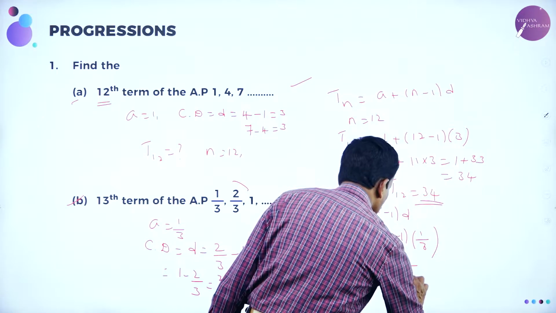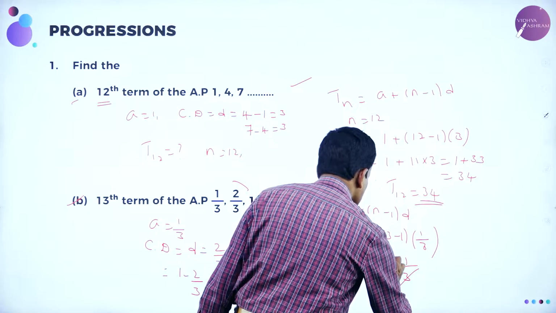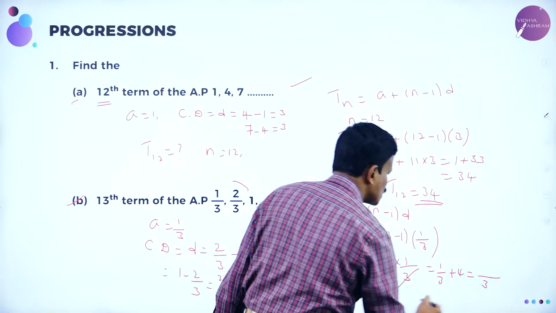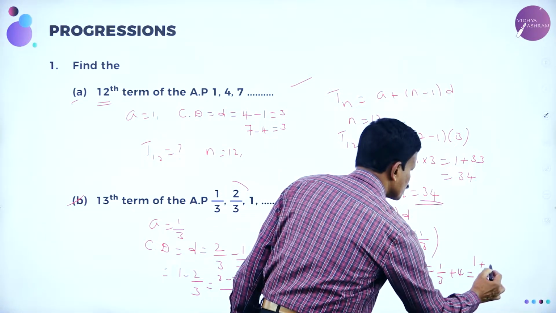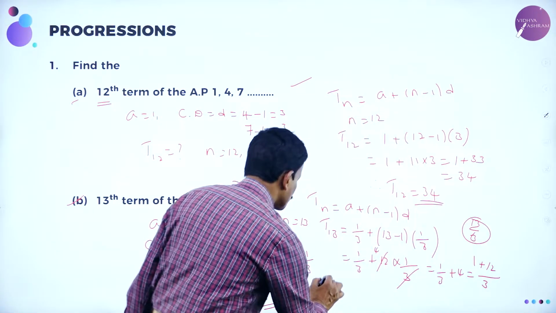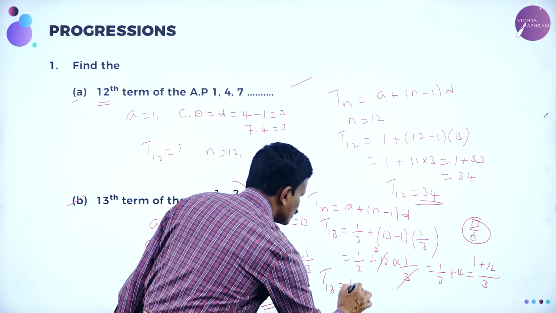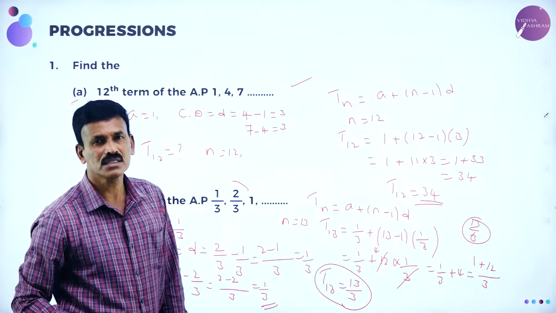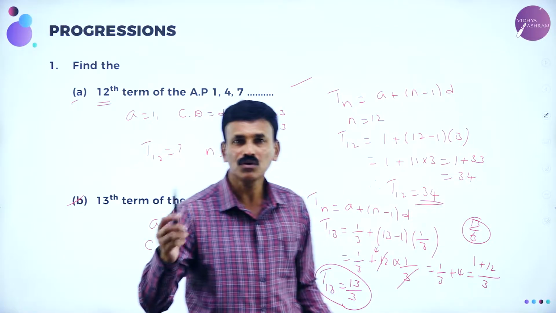12 into 1 by 3, cancel this, 3 4s gets cancelled. This is equal to 1 by 3 plus 4. Take LCM, 3 is the LCM, 1 plus 4 3s are 12, that's equal to 13 by 3. So therefore, the 13th term for this sequence is 13 by 3. Okay, hope you followed this.